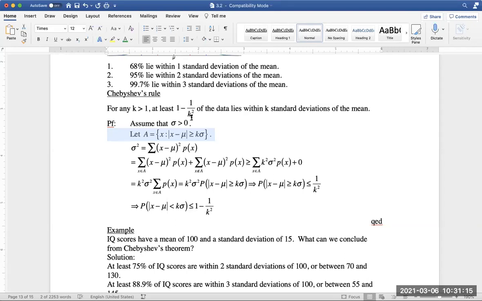Let A be the set of all x such that the absolute value of x minus mu is greater than or equal to k sigma. Then sigma squared... Oh, and let's write P of X as F over N.